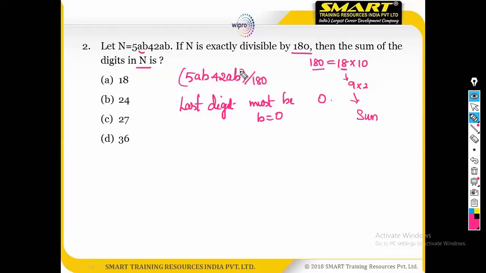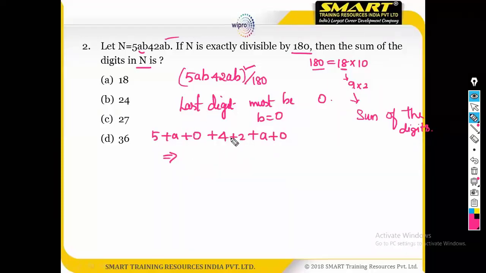So here it is clearly given that this number is divisible by 180. Therefore this number is divisible by 9 also. So I am going to find the sum of the digits. That is 5 plus a. What is the value of b? I am going to substitute 0 here. 4 plus 2 plus a plus 0. So here I'll just add the numbers. So 11 plus 2a. So guys, this number is a multiple of 9, right?